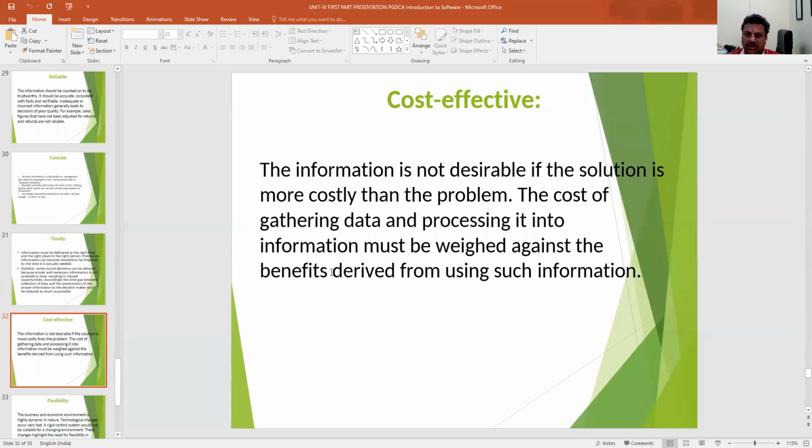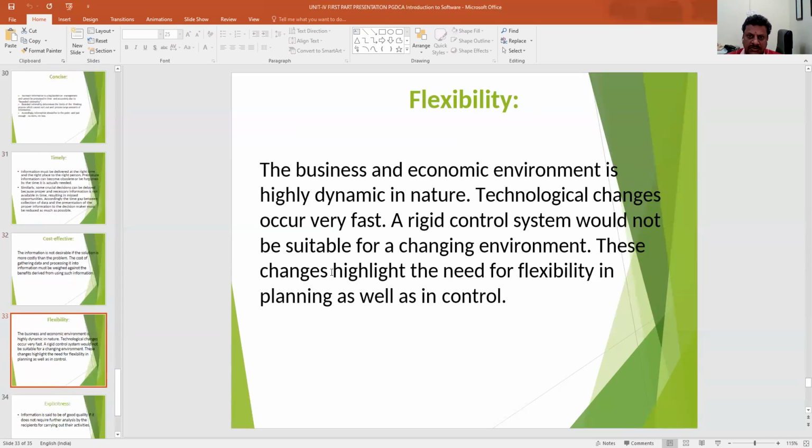Cost effective. Information is not desirable if the solution is more costly than the problem. The cost of gathering and processing it into information must be weighed against the benefits derived from using such information. Flexibility. The business and economic environment is highly dynamic in nature. Technologically, changes occur very fast. A rigid control system would not be suitable for a changing environment. These changes highlight the need for flexibility in planning as well as in control.